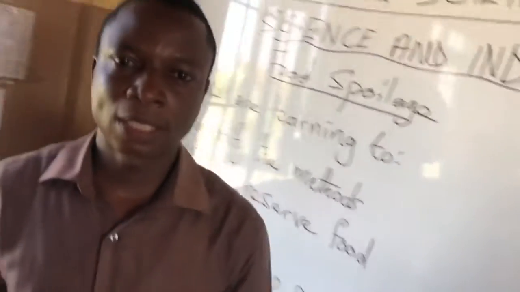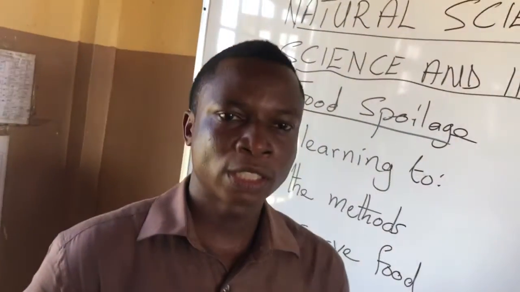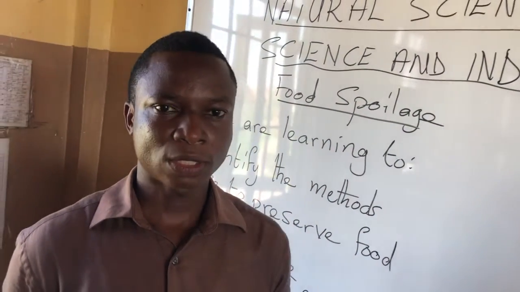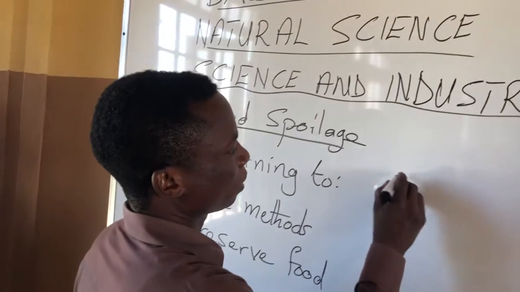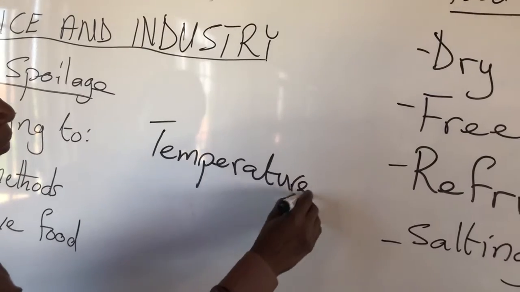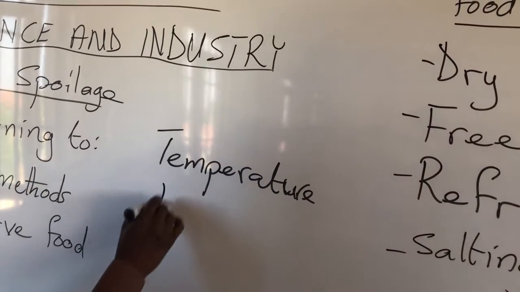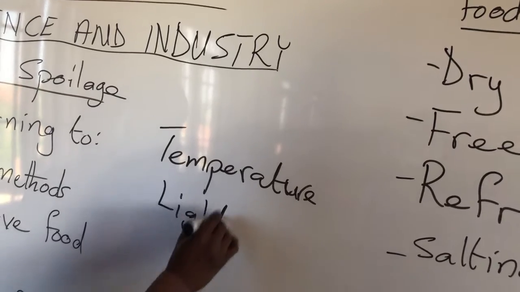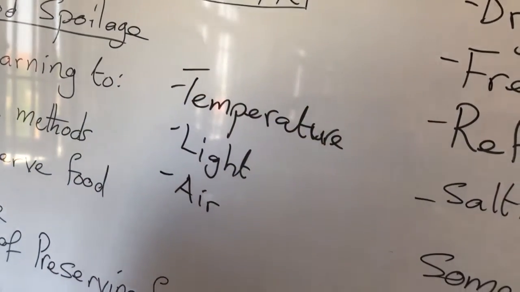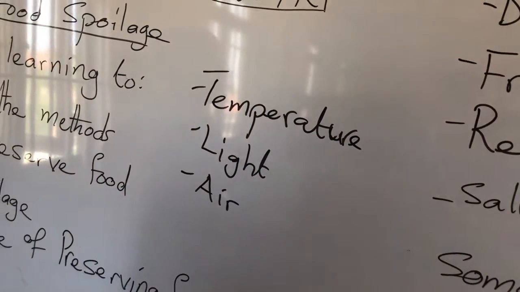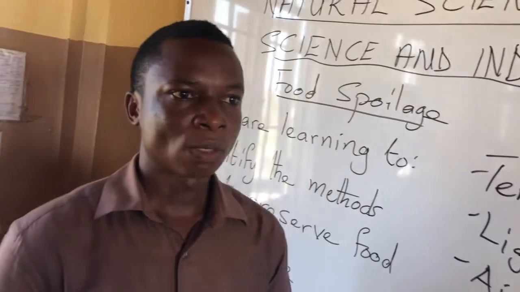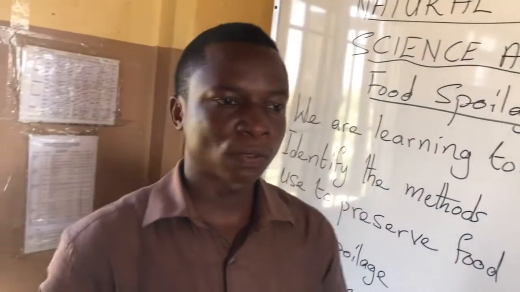Now, in our previous lesson, we learned about food spoilage. We also looked at some causes of food spoilage. What are some of the causes? We spoke on temperature, light, air, a lot. Today we'll be looking at some methods used to prevent food from spoiling.